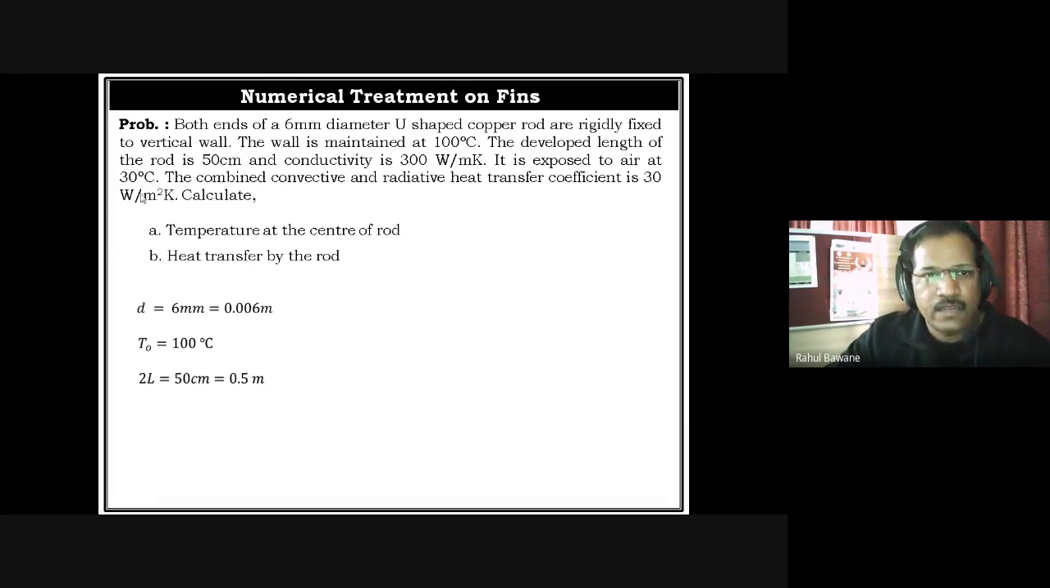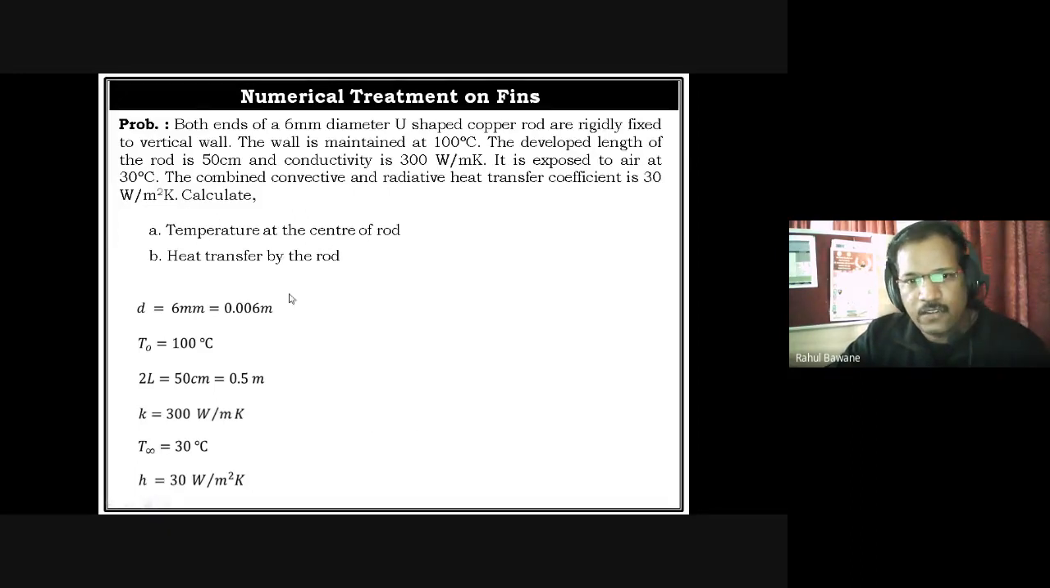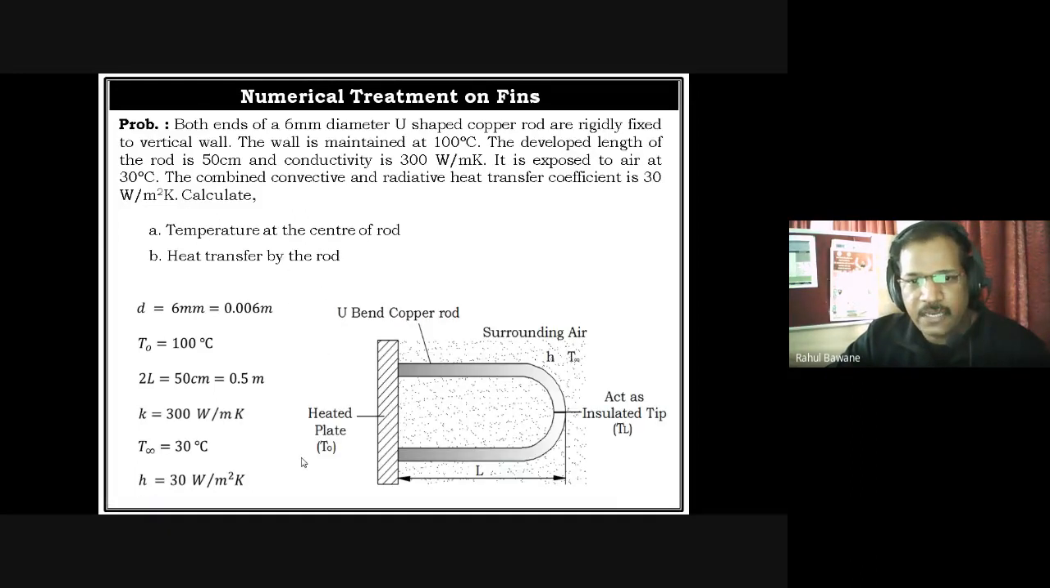Next, thermal conductivity is given and T infinity is given with the h value. Now if I try to draw a schematic, it will be like this. This is the heated plate, the base plate, and this is the U-shaped rod. The U-shaped rod has both ends inserted into the heated plate.